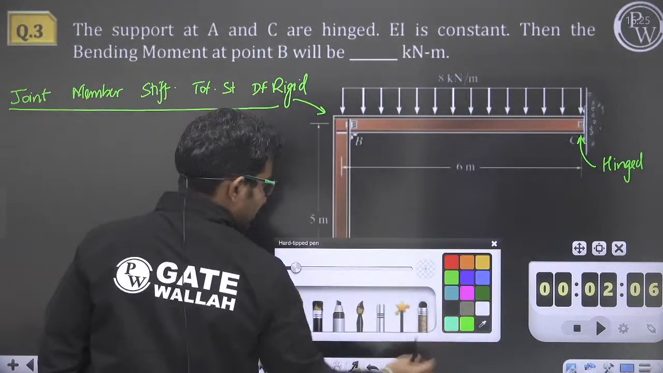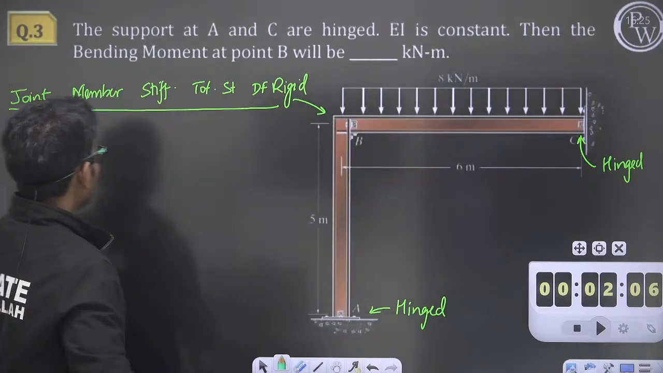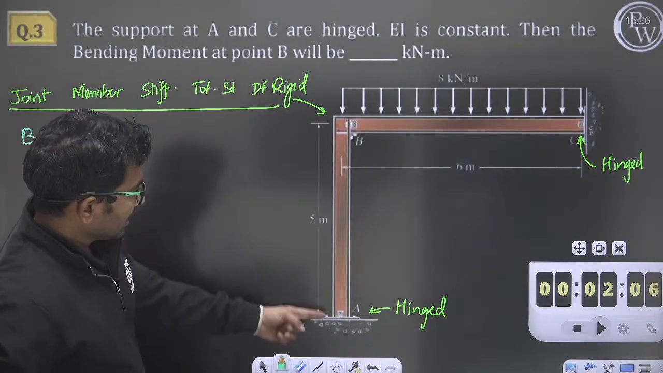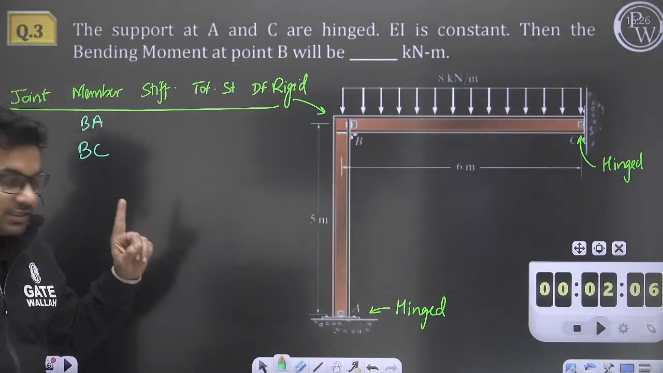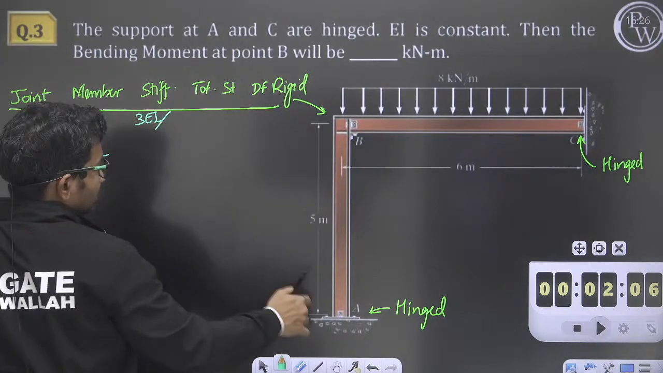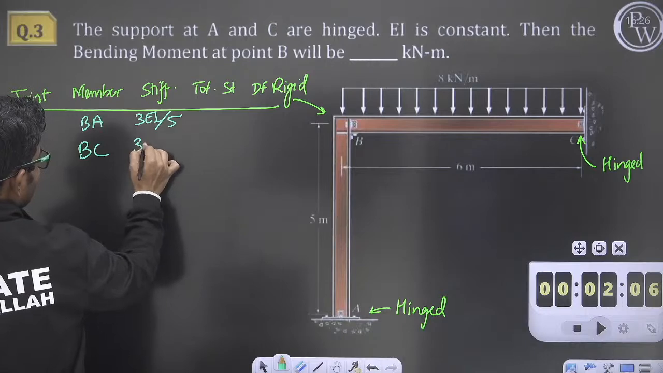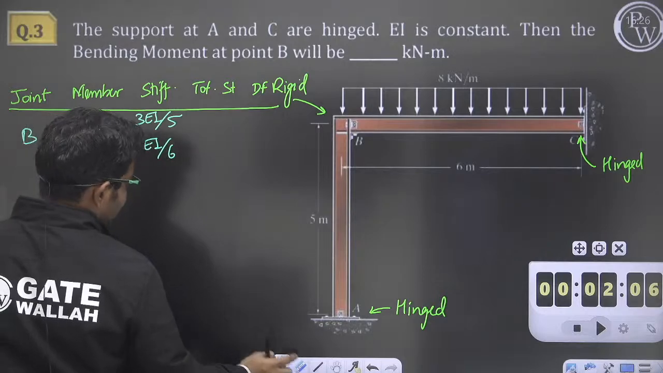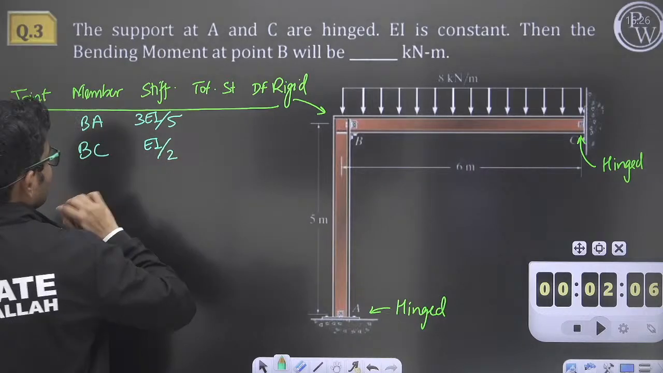So joint, we are having joint B. At joint B we are having members BA and BC. Stiffness of member BA: here the far end is hinged, so when the far end is hinged the stiffness is 3EI by L. So 3EI divided by the length, which is 5 meter. And here also this end is hinged, so again 3EI by L, so it will be 3EI by 6 or EI by 2.